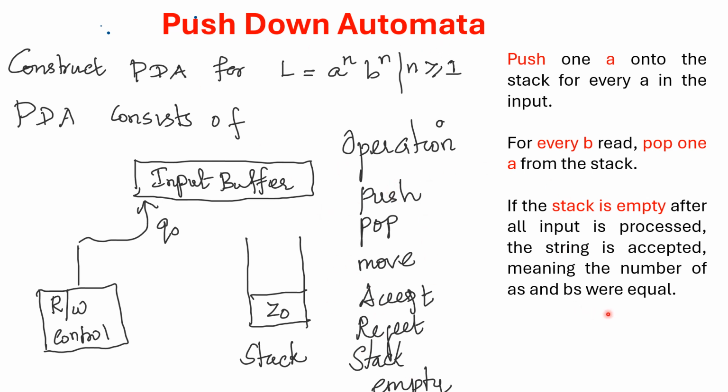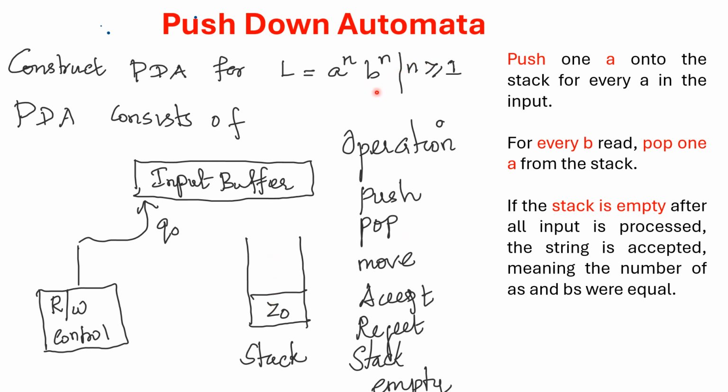This is the main concept of how we do the operations using a pushdown automaton. For example, take the language L equal to a power n, b power n. In the first step, we push one A into the stack for every A in the input. Suppose n is equal to 3, so we have 3 A's. We push each of them into the stack, so now the stack consists of 3 A's.